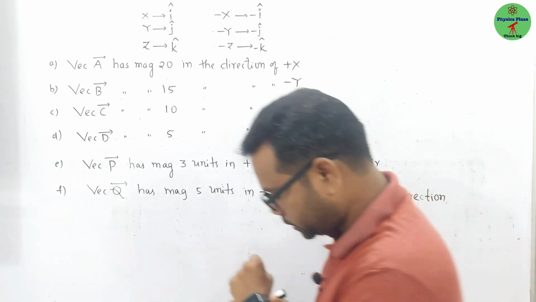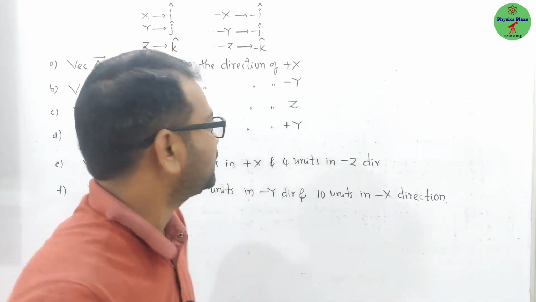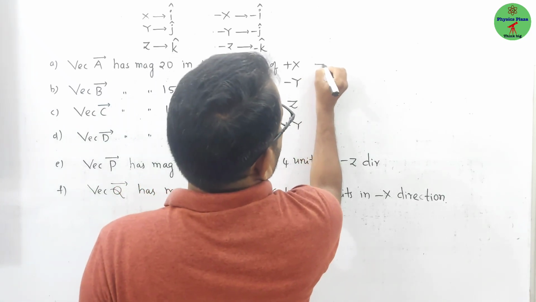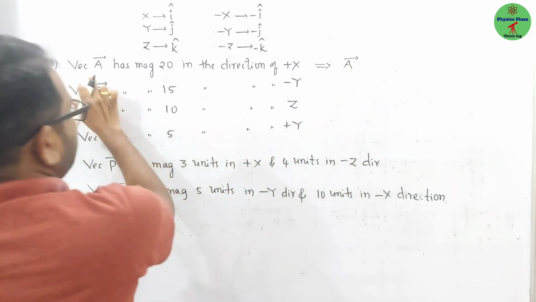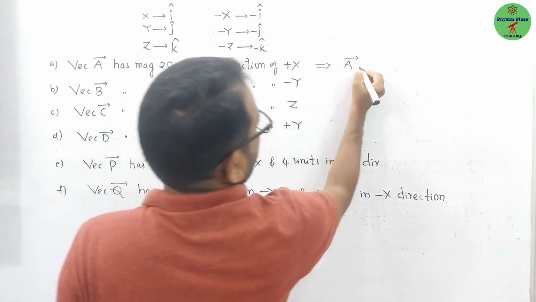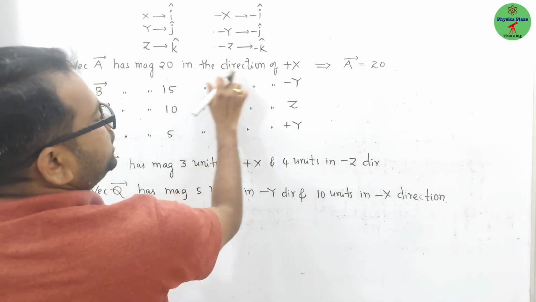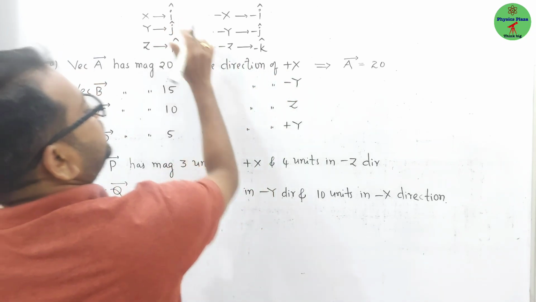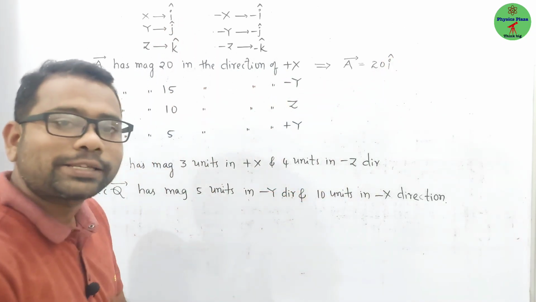Hope you have tried. Okay, fine. Let me try, children. So here it is vector A. What are they saying here? Vector A has a magnitude of 20, in the direction of the plus x axis. Along the plus x axis, yes, i cap. That's it. As simple as that.